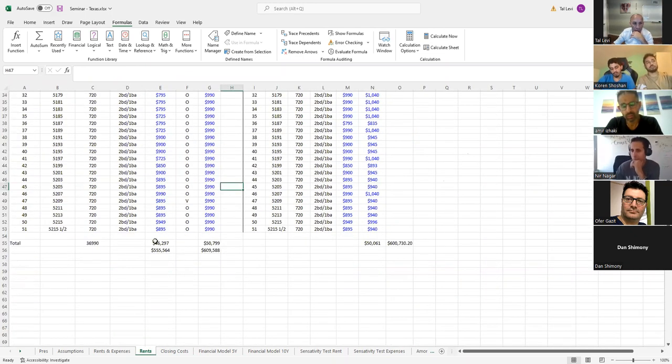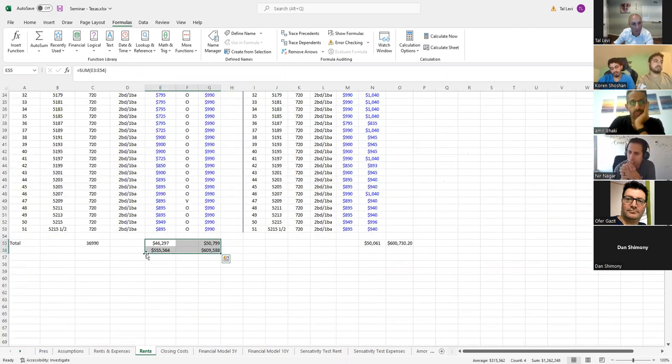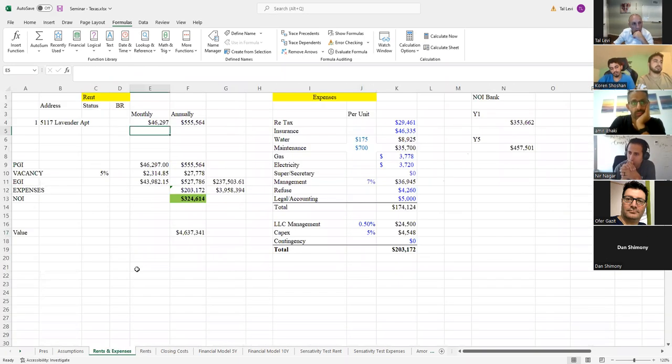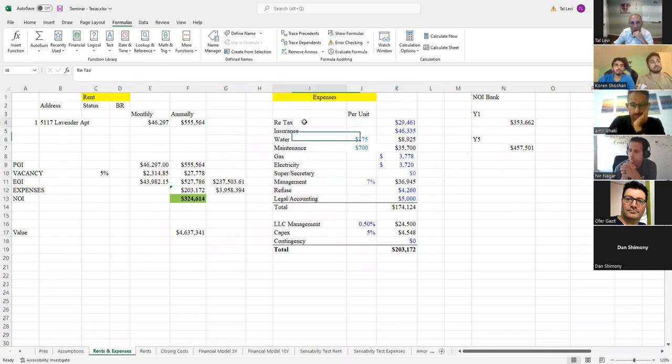So now that I took all of this, I went down to rent and expenses and said, okay, here we go. We have all of this. We have $46,000. You see, this is what it is now. And I add the expenses. We have real estate taxes. We have insurance for the property. There are water charges. There is maintenance, which is calculated per unit. We said $700 per unit. We have 51 units. It's going to be about $35,000 a year in maintenance.